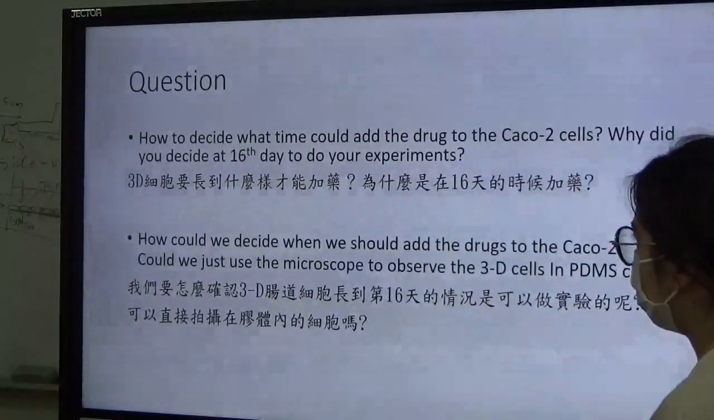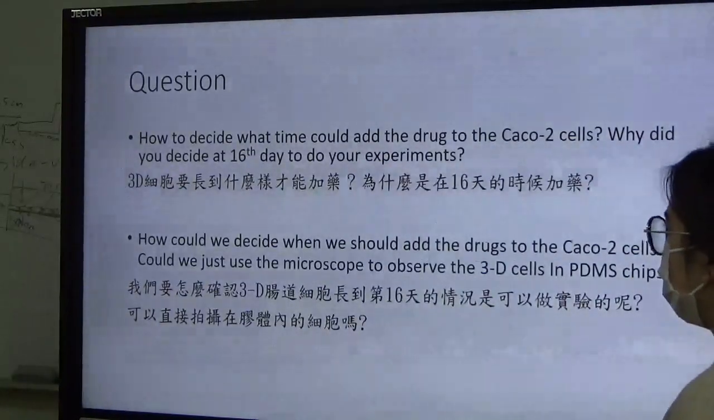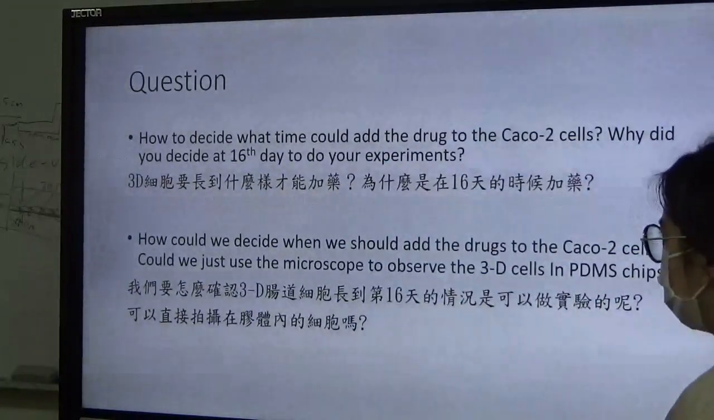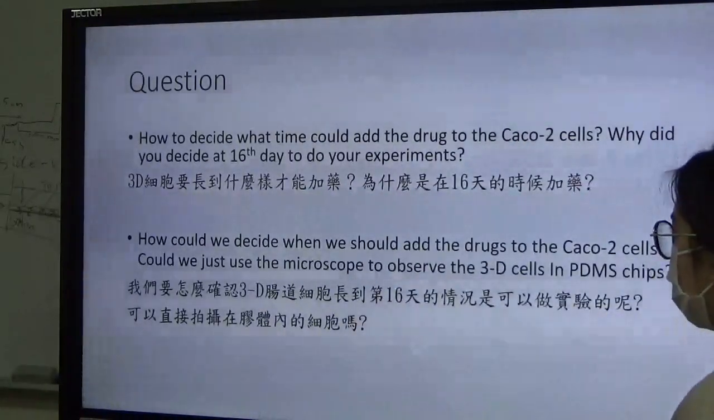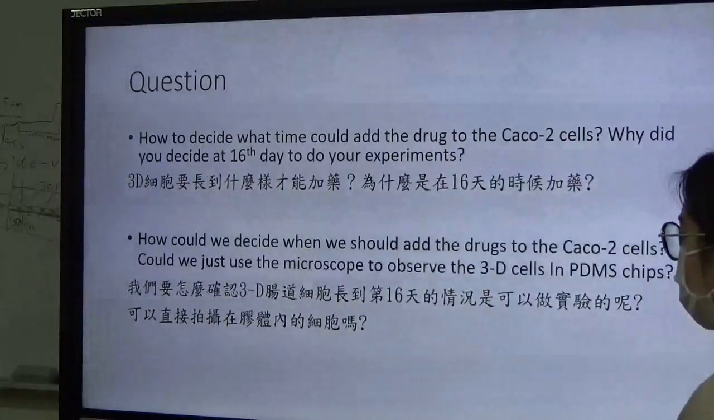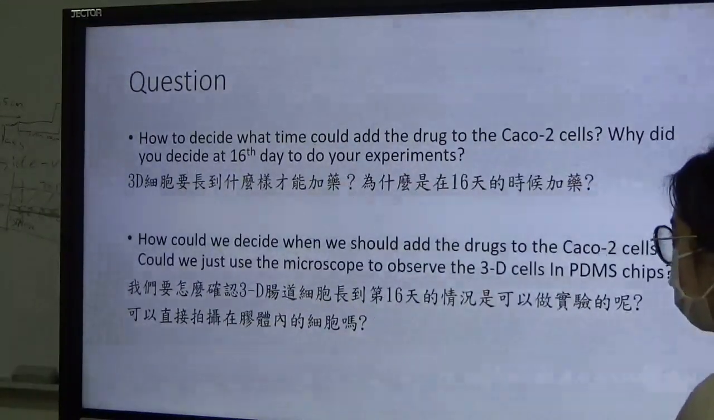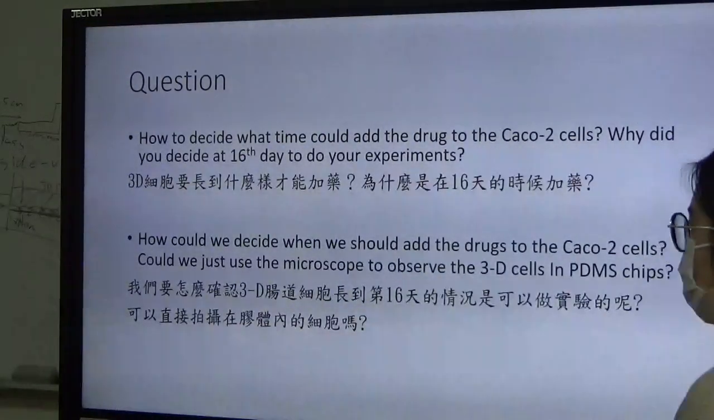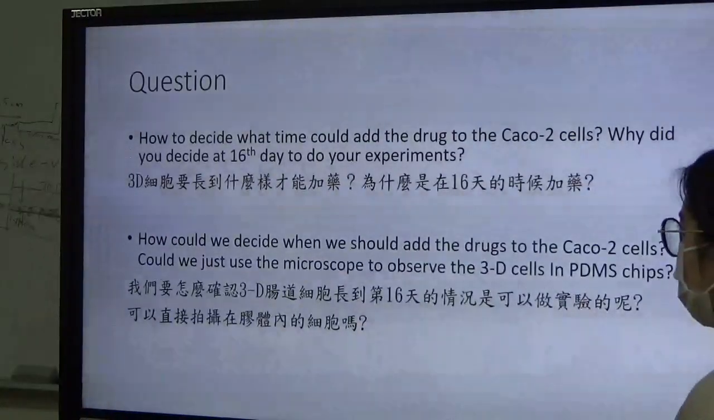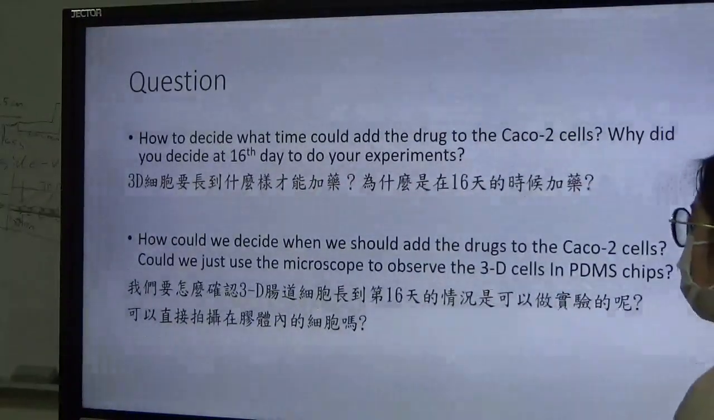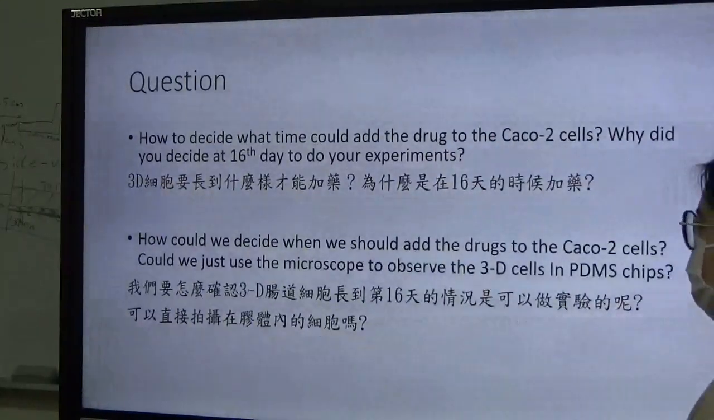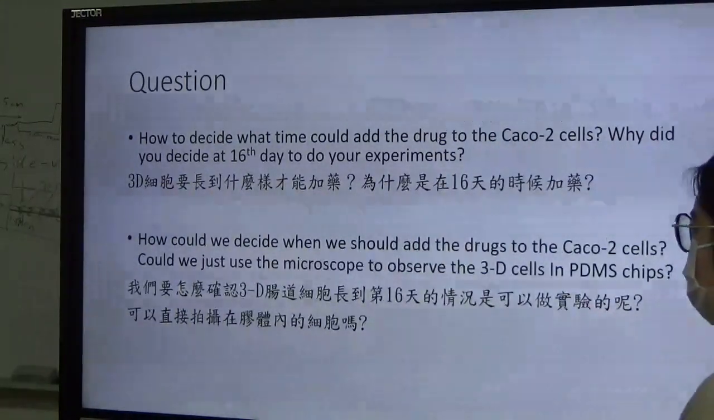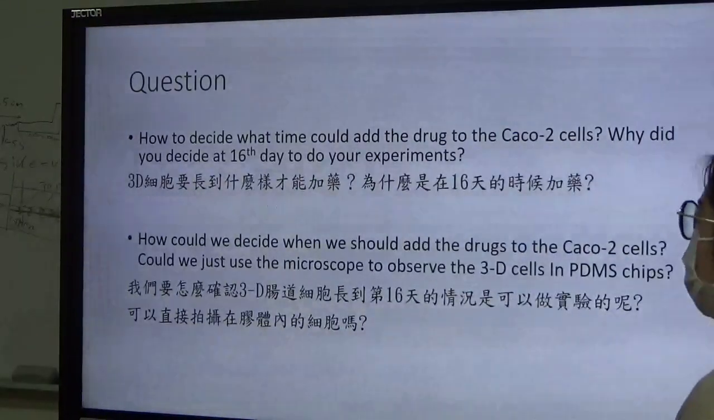Yes, so the Caco-2 cells are cultured on the culture gel and glass bottom. Both are transparent, so you can directly observe the Caco-2 cells. And you can use any types of fluorescent dye to detect the nuclei or detect microorganisms in the cells. You can use any dyes.